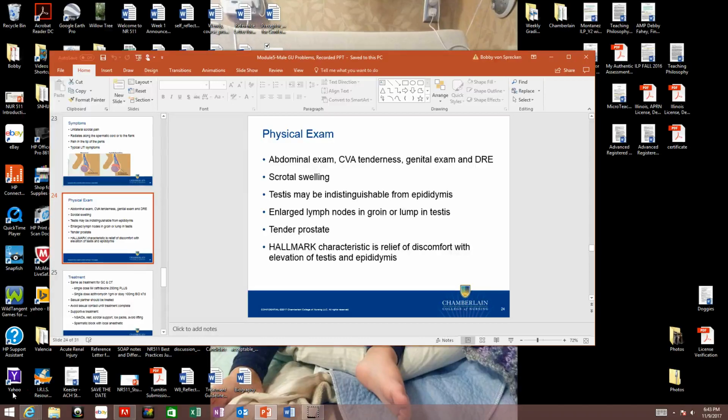Rectal exam will reveal a tender prostate, but the hallmark characteristic is relief of discomfort with elevation of the testis and epididymis. It is important to discern epididymitis from testicular torsion by checking for the Prehn sign during examination. By elevating the affected hemiscrotum, the pain of epididymitis will be relieved but would exacerbate the pain of torsion.